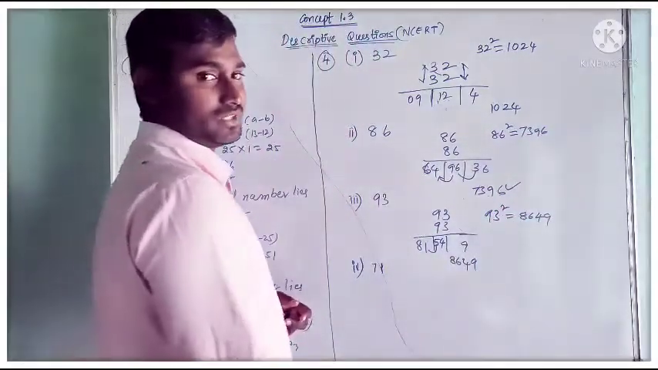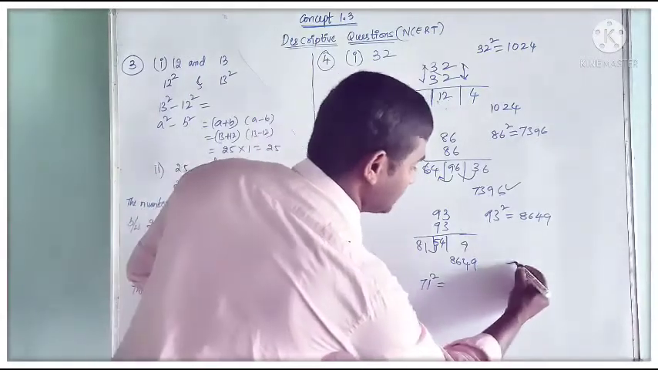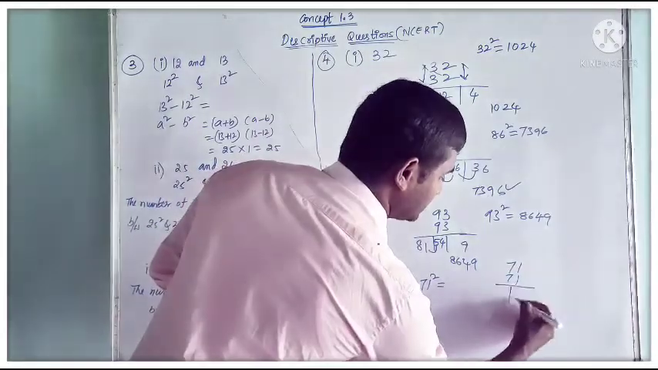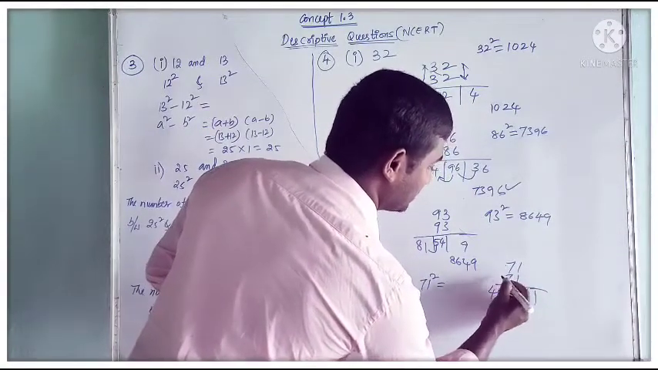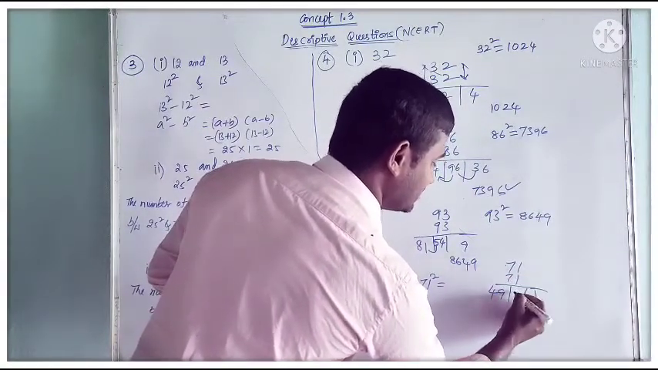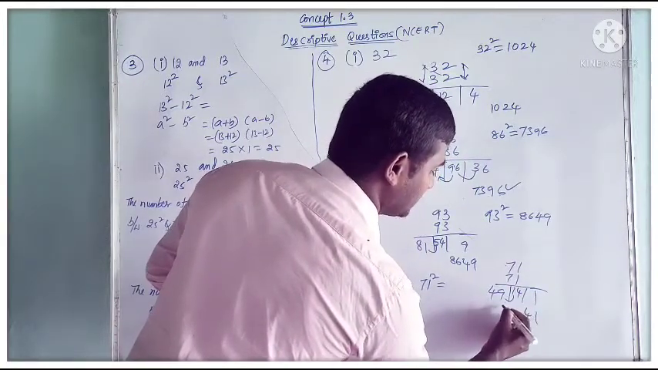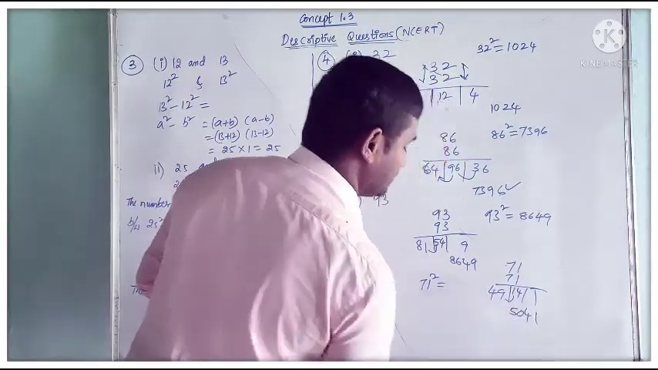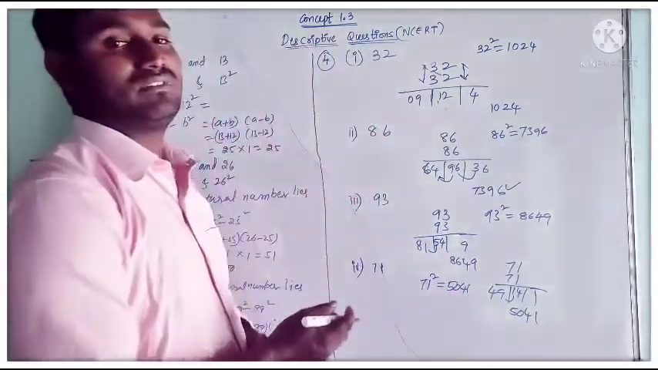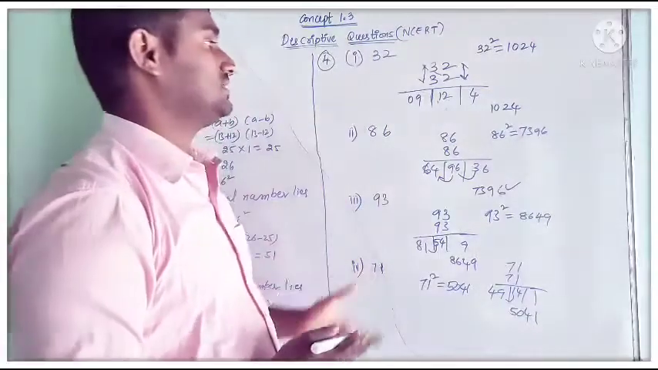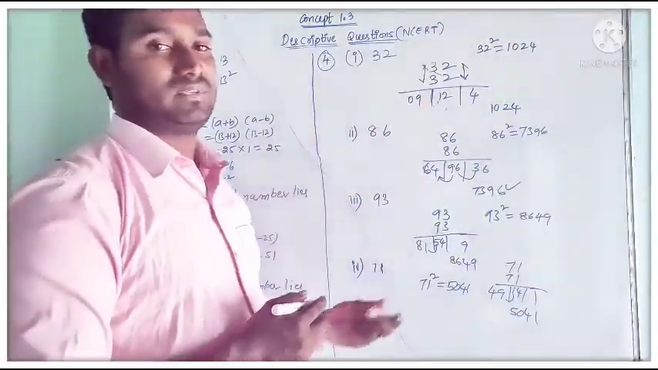And 86 square is equal to 7396. And similarly, 71 square equal to 71 into 71. So 1 into 1, 1. 7 sevens are 49. 1 into 7, 7, 1 into 7, 7, 7 plus 7, 14, 4 here and this 1 carried over to the next number, so 50. So 5041 is the square of 71. Okay, so this is the way of finding the square of a number by using the Vedic maths method.